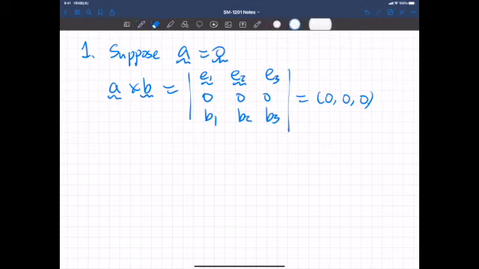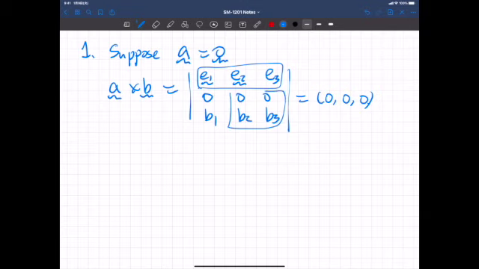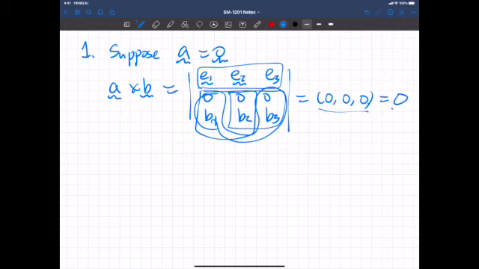For example, if you take this and calculate the determinant of this and this and this, each of these is 0. So the result is a 0 vector. And if B is equal to 0, it's the same thing. Just the third row is 0 and the same argument applies.